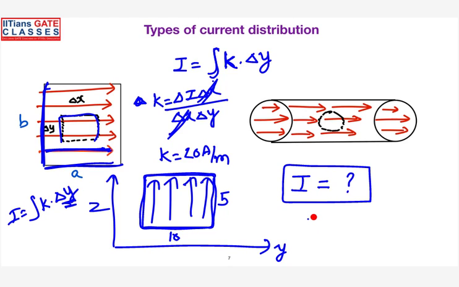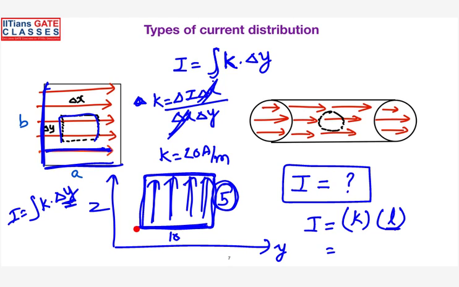So in this case, the current is nothing but the current density multiplied by some length. This length will be perpendicular to the current. Here the current is flowing along the Z direction, so you should not multiply the Z component. You should multiply with a component perpendicular to K, which is 10 right now. So the answer will be 20 into 10, that is nothing but 200 amps. I hope it is clear for everyone, right?